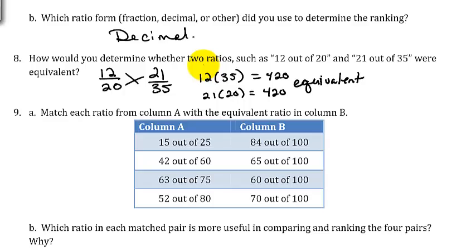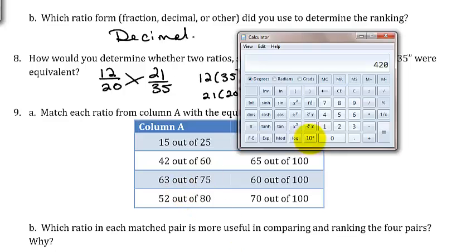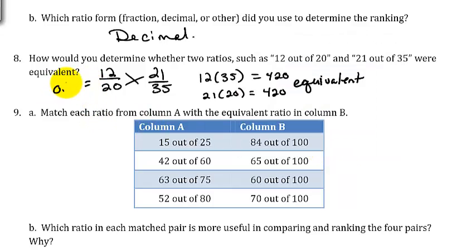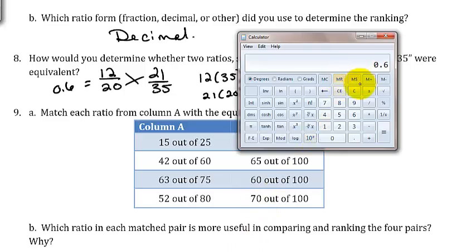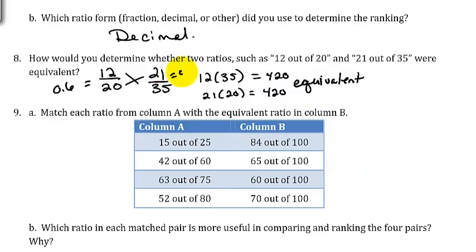When you do cross multiplication like that, if you get the same number, then that means that the ratios are the same. The other way that we could do it is to do that division. If you take 12 divided by 20, we get 0.6. And if you do 21 divided by 35, you should get 0.6 as well. Another way that you could do it is by reducing the fractions, and they should give you the same ratio when you simplify the fractions.